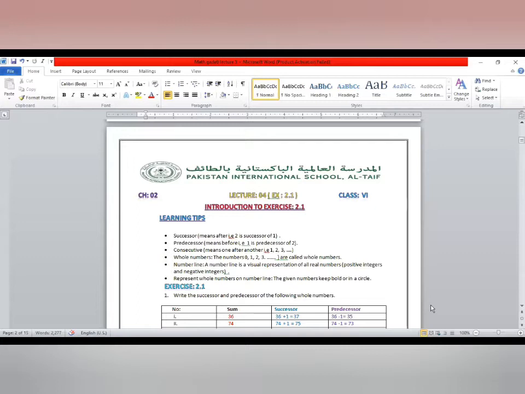Here, the first learning tip is the successor. Successor means after. Just 2 is the successor of 1, 1 is the successor of 0, just 4 is the successor of 3, and so on. After that, predecessor. Predecessor means before. Its example: just 1 is the predecessor of 2, 3 is the predecessor of 4, 4 is the predecessor of 5, and so on.